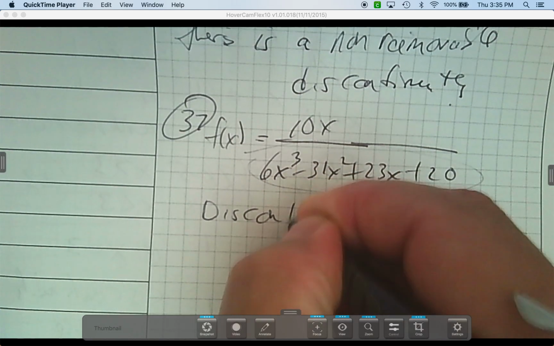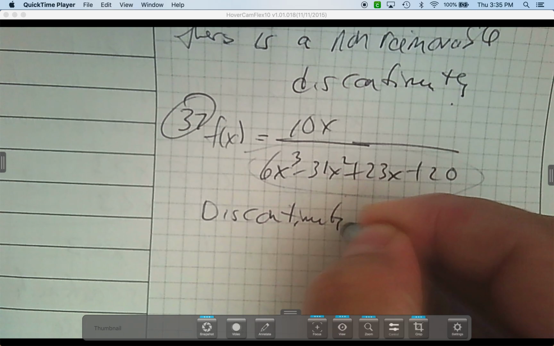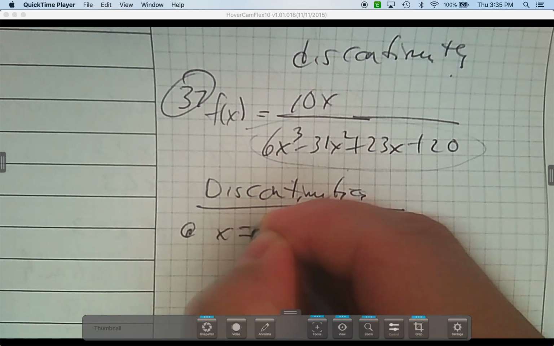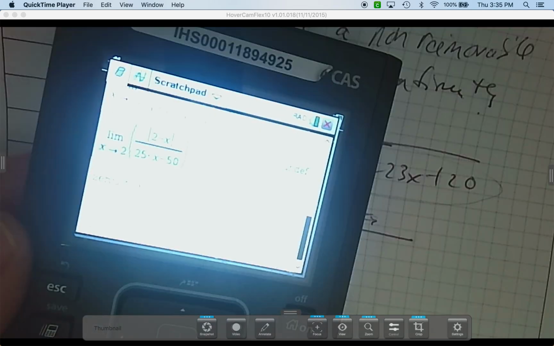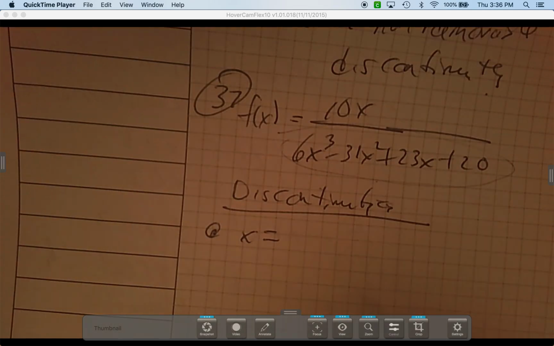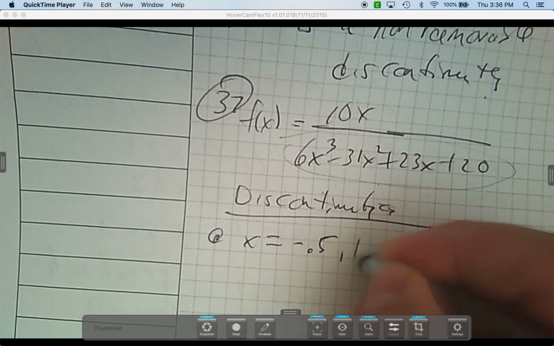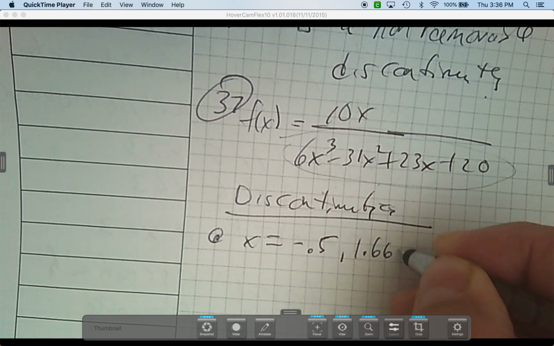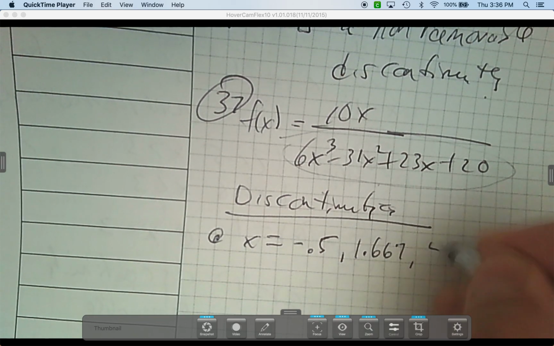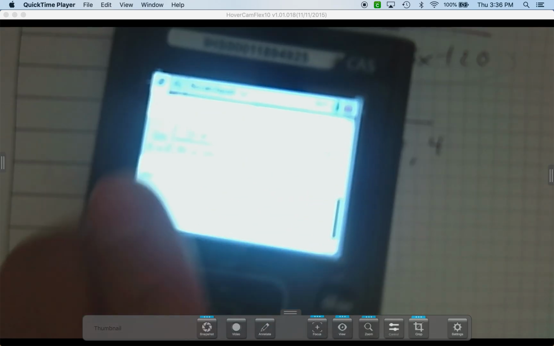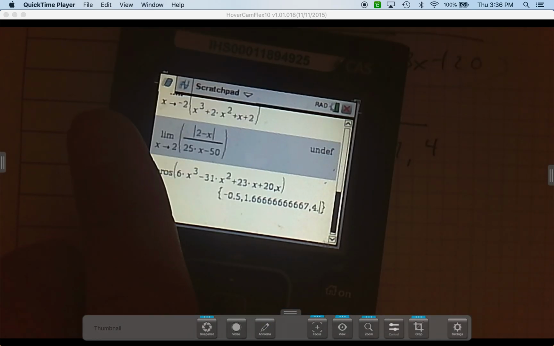So where are the discontinuities? At x equals, and then look off your calculator: negative 0.5, 1.667, and 4. So that's just looking off this calculator. I'll show you in Desmos in a second too.